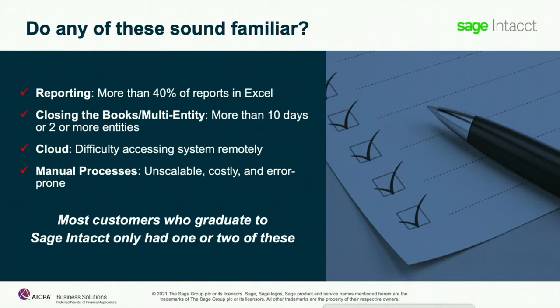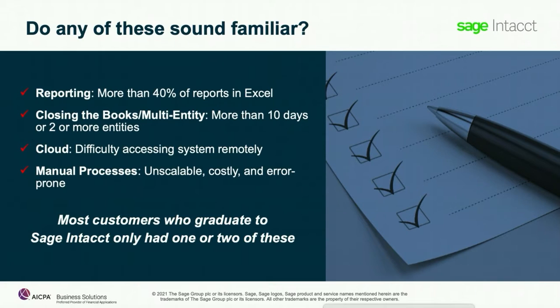So now consider whether any of these sound familiar to you. When Next Step, CTI, and Monterey Peninsula all outgrew Sage 50, they got to a point where they couldn't maintain the status quo. And like other customers, there wasn't a long laundry list of issues. In fact, most customers who graduated to Sage Intacct only had one or maybe two of these issues bubbling up.